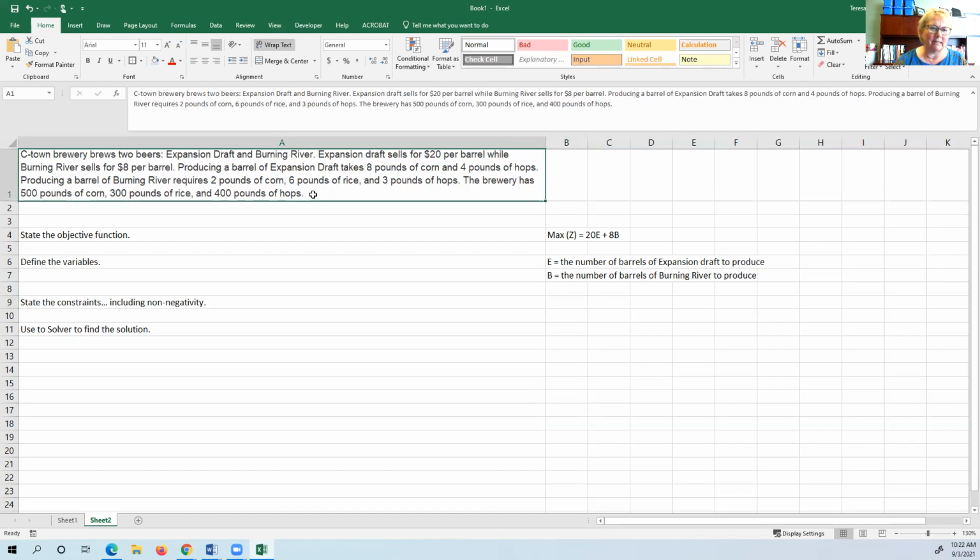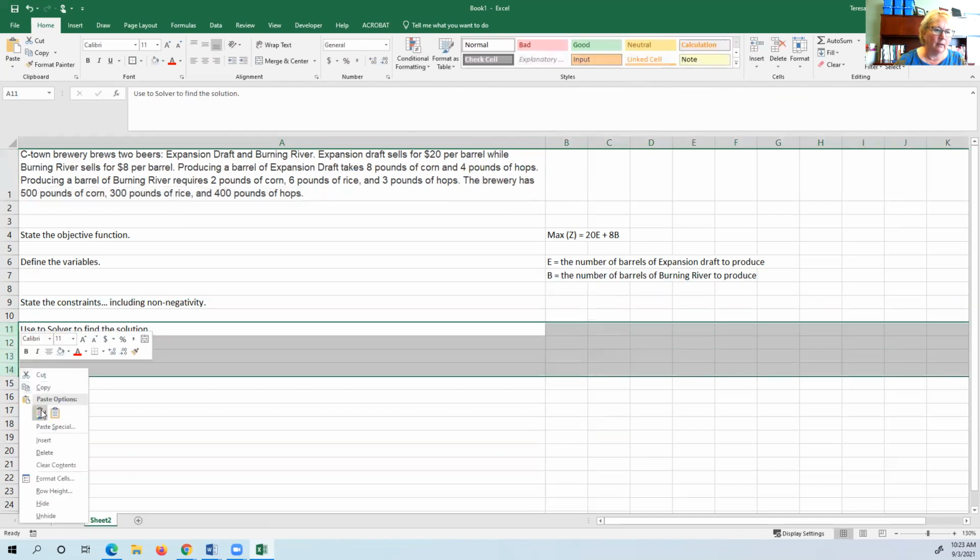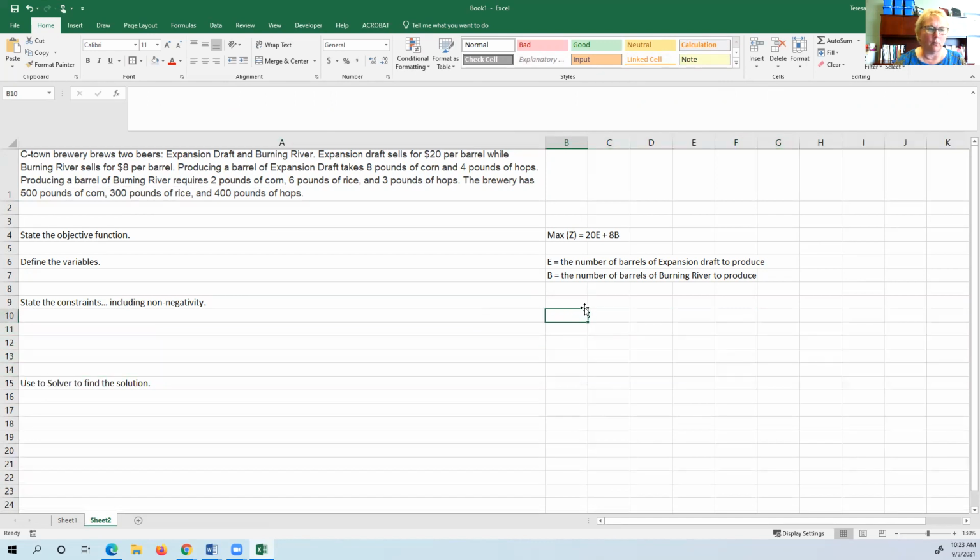Okay, this last statement is my best clue for what my constraints are, because it's telling me this is all I have of these resources available. So in our last problem, corn would have been resource A, rice resource B, and hops resource C. Well, now we can just label them, right? Because we actually know more about that resource. So my constraints need to be written in the same terms, same variables of E and B, okay?